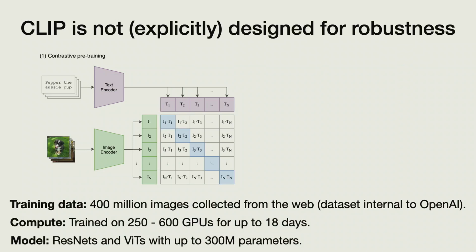Okay? And then you train this on 400 million images they collected from the internet, on a couple hundred GPUs for a couple weeks. So the model scale is about 300 million parameters for their largest models. Okay, so now we have our trained text encoder and image encoder.